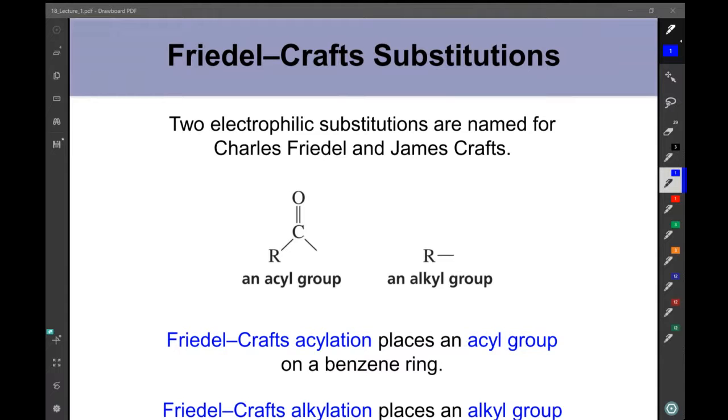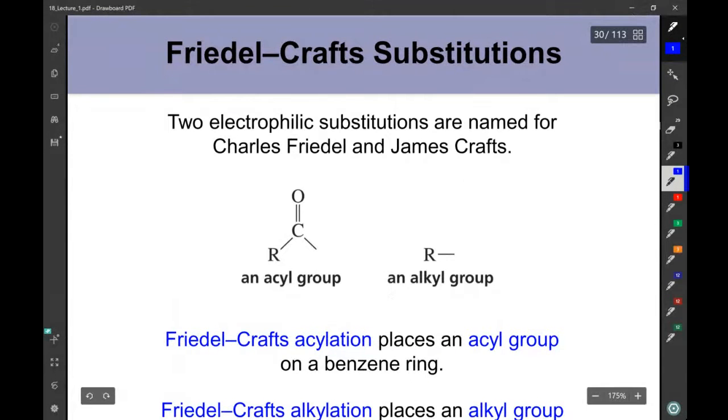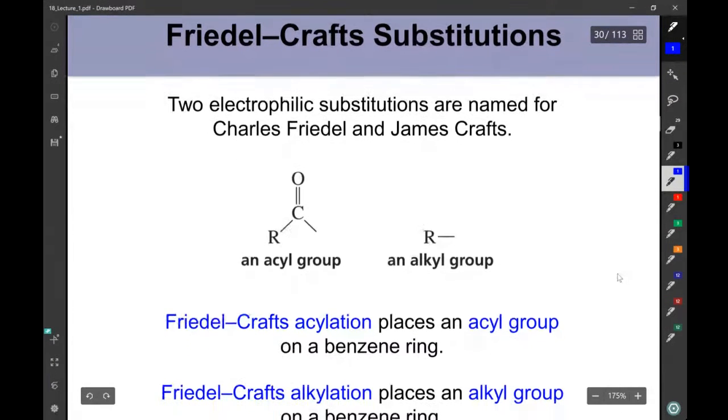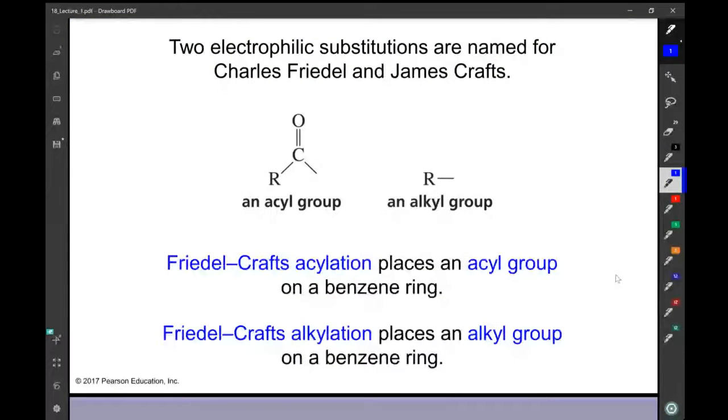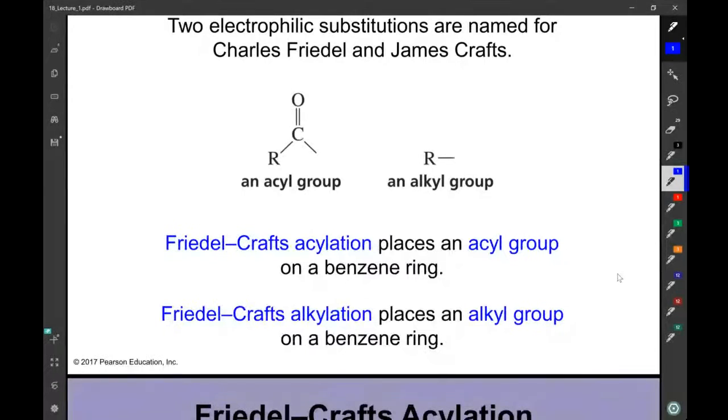The next kind of reaction we'll be talking about is a series of reactions called the Friedel-Crafts reactions. These reactions are very important. Friedel-Crafts substitution: Friedel and Crafts were two scientists, one called Charles Friedel, the other James Crafts. They created this reaction that helps us to place groups onto the benzene ring. And there are two types of Friedel-Crafts reaction.